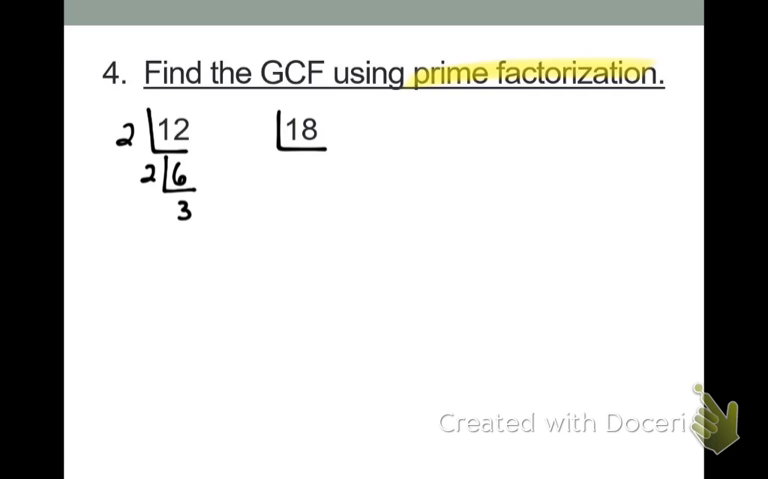You don't need to divide by anything else because the number 3 is prime, so that tells me that we're finished. Let's go on to the number 18. Who wants to do 18 for me? Kyla. Divide by 2. What do you get? 9. Good job. Keep going. Divide by 3. Very good. And another 3. And that's it.